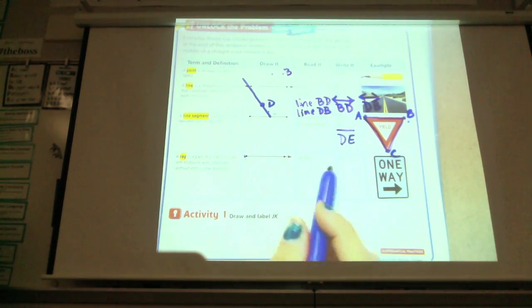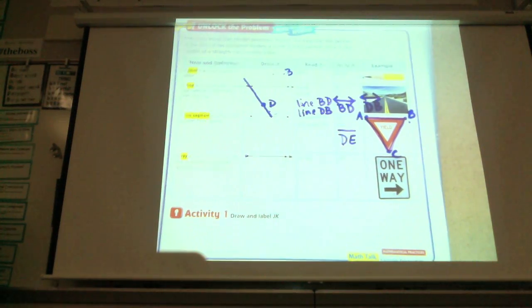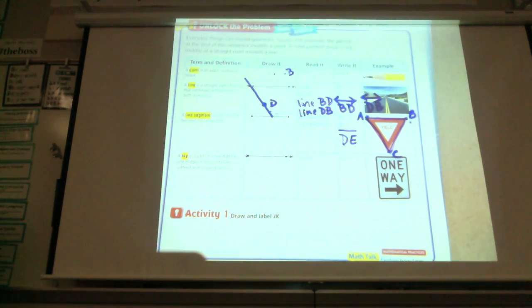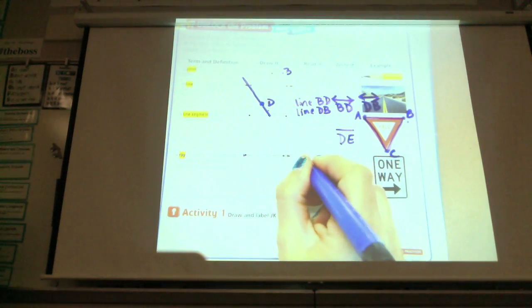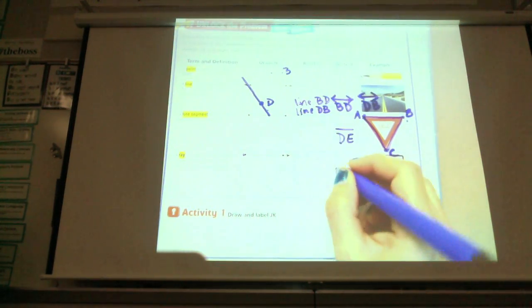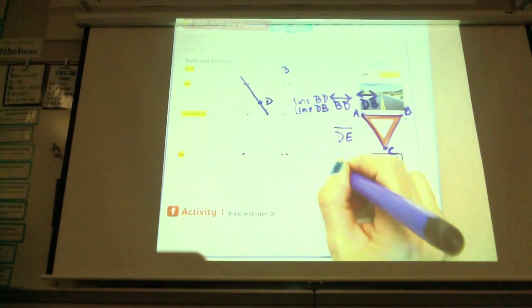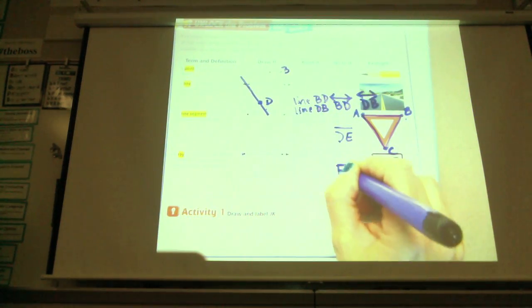It cannot be GF. Does anybody have any thoughts why it can only be FG? Right. It starts at F. It goes through point G and then goes on forever. Okay? So ray FG specifically tells us it starts at what point? F. It specifically tells us that it starts at F. And then it goes through and goes on forever. And then again, you can't see it up there very well, but it would look like FG.